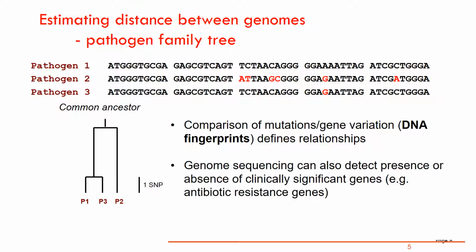And as well as showing how closely isolates are related and whether they belong to the same strains or not, whole genome sequencing can identify certain genes in the outbreak strain that may affect the outcome or be important in treatment of patients, such as antibiotic resistance genes.